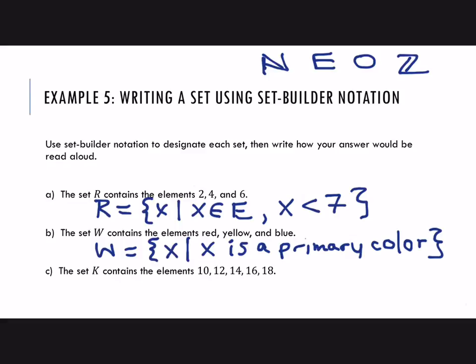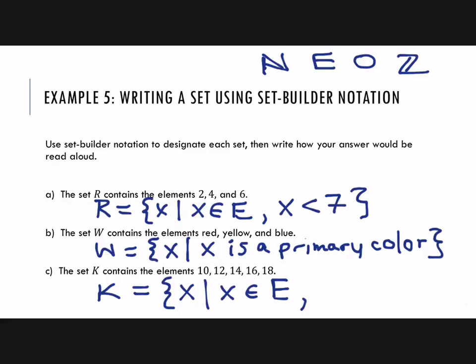And let's try one more example. The set K contains the elements 10, 12, 14, 16, 18. So K equals the set of all X such that, all right, what type of number are these? Okay, they're even natural numbers again. So X is an element of E. And this time we have a group of even natural numbers sort of in the middle of the set. So I do need to say where it starts and where it ends.